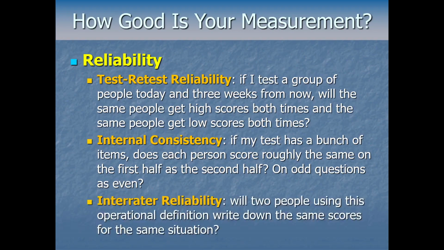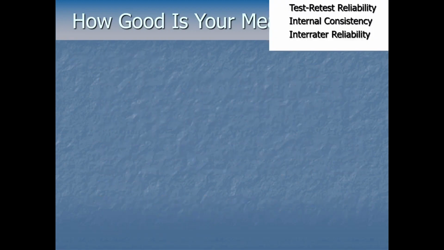That last type is what we call inter-rater reliability, meaning reliability between multiple raters or observers or people coding the data. Will two people using my operational definition generally write down the same scores when they're looking at the same situation? If they're inconsistent and code the same video differently, then it's not a very reliable operational definition. So, knowing these three types of reliability, let's see how well you can apply them.